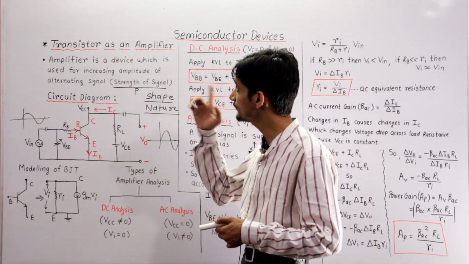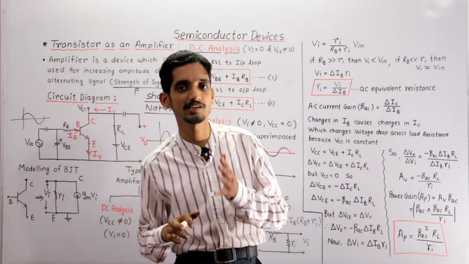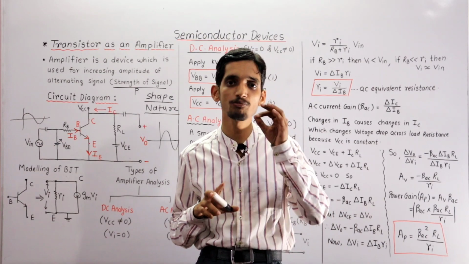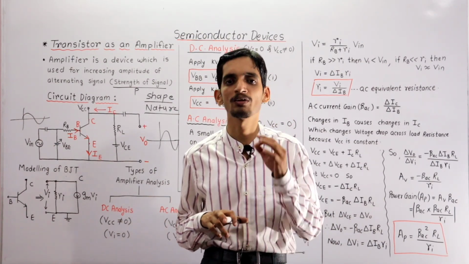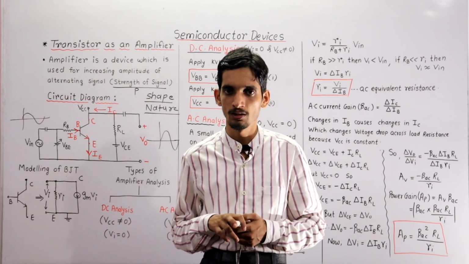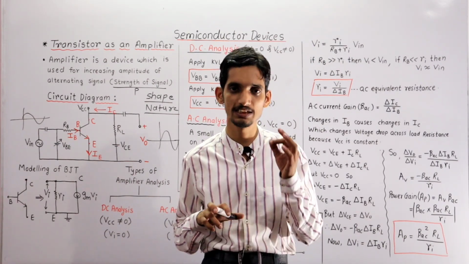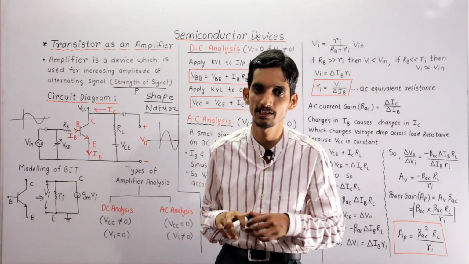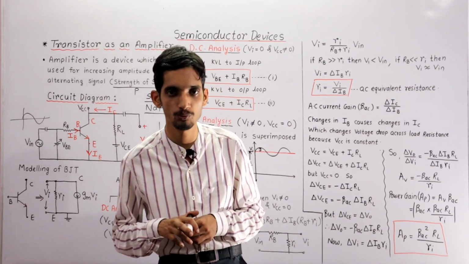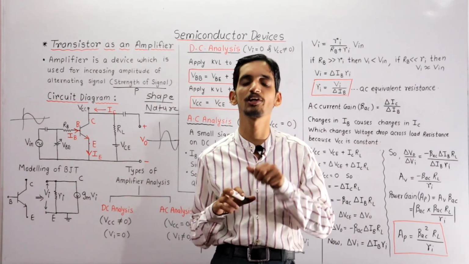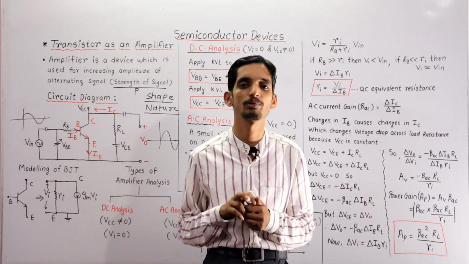Now, transistor as an amplifier. When we require to operate a transistor as an amplifier, one important requirement is that we have to select the configuration of the transistor. We know that there are three types of configuration: CE configuration, CB configuration and CC configuration. Out of these three configurations, we know that CE configuration is suitable for amplification purpose.